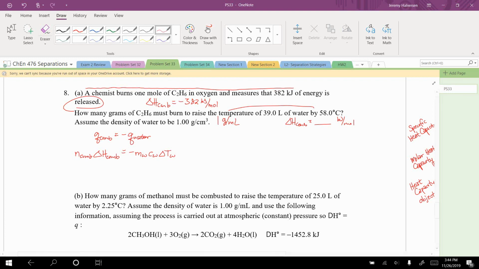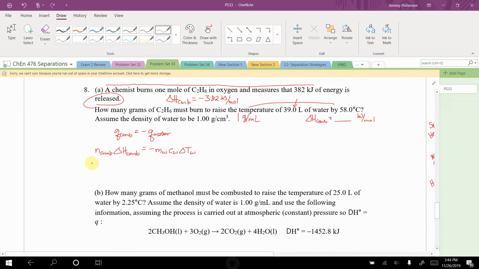Do I have the mass of my water? It has the liters, and I know how to change liters to mass because they give me a density. I know the specific heat, and I know the change in temperature. So I'm looking for n combustion. I know that delta H of combustion is negative 382 kilojoules per mole equals negative mass of my water.